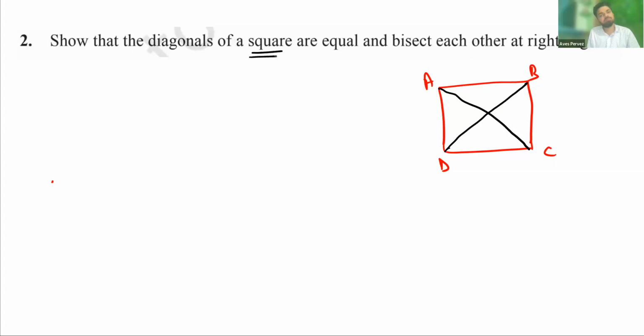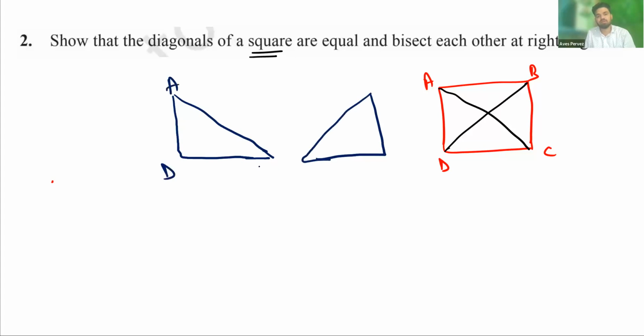So it is a square, so all sides are equal. This side is equal to this side, all sides are equal. You need to show that the diagonals of a square are equal and bisect each other. Which two triangles do you need to take? You need to take these two triangles. We have done this in the previous class, but you are forgetting this one. This is very easy. You have to put the diagonals.